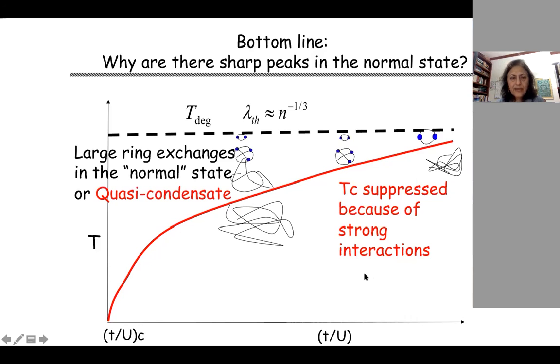Now, as you come to a region here where there's some temperature difference between T degeneracy and the actual Tc, this is the quantum critical region. I'm calling this a kind of quasi-condensate. And what do I mean by that? What I mean is that in a true superconductor, you have exchanges of all lengths. So let me try to explain what that means.